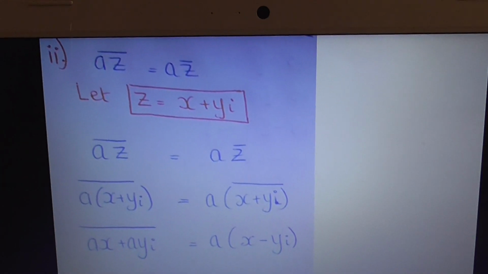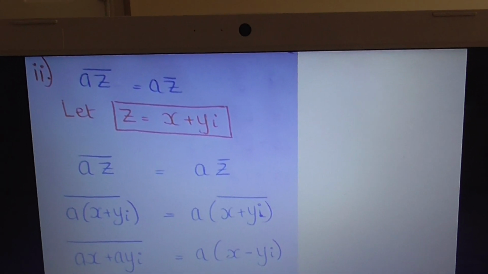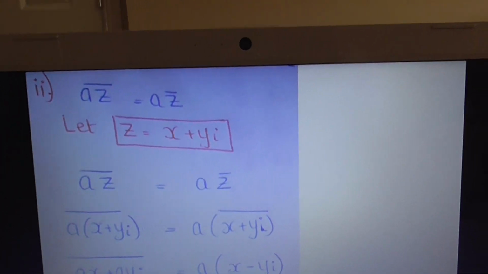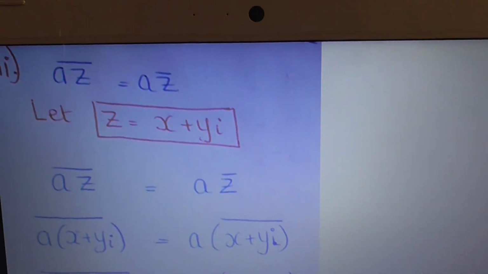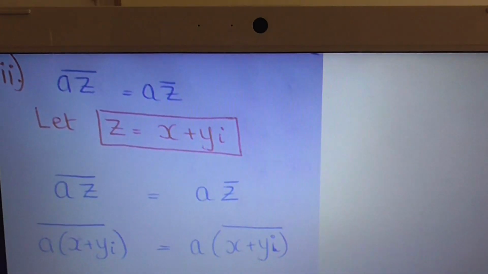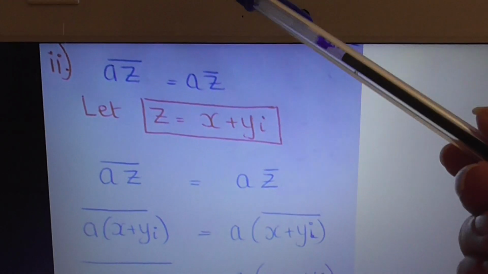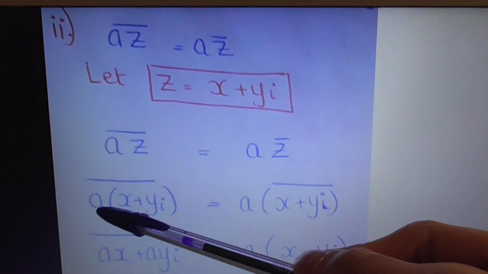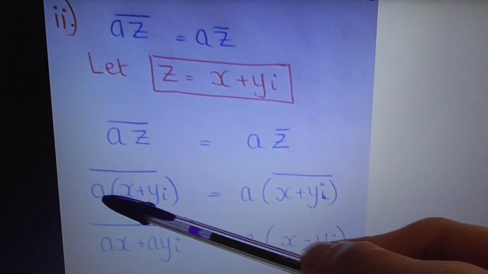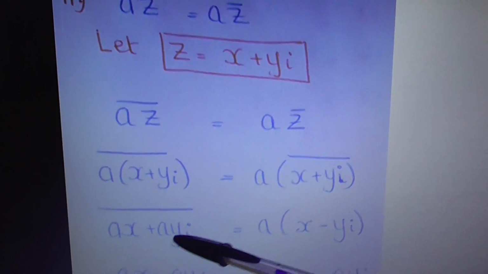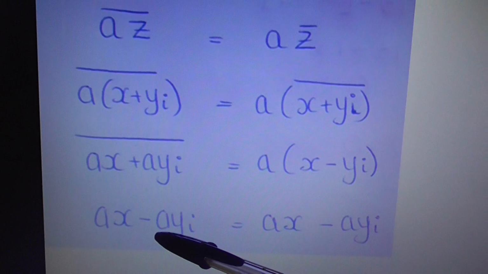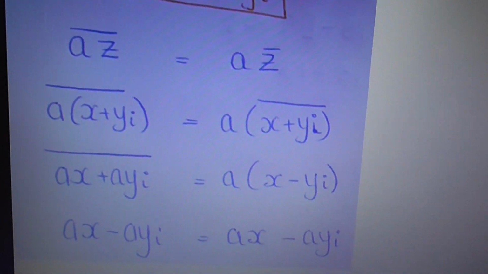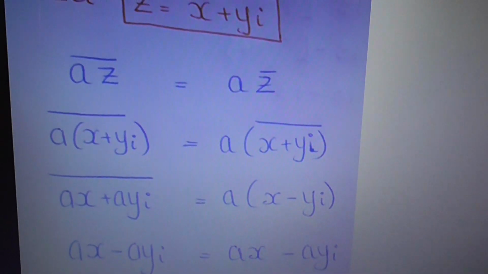Part 2, it says to prove that the conjugate of az is equal to a times z conjugate. So again, let z equal x plus yi, just some complex number. I'm going to work with my left-hand side first. So I want to get the conjugate of az. Well, the first thing I'm going to have to do is get a by z. So that's a multiplied by z. So multiply into the bracket, you're going to get ax plus ayi. I now want to get the conjugate of that. So it's going to be ax minus ayi. So just change the sign in front of the imaginary part. So that's the left-hand side done.